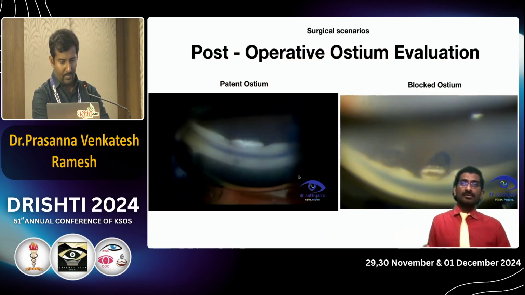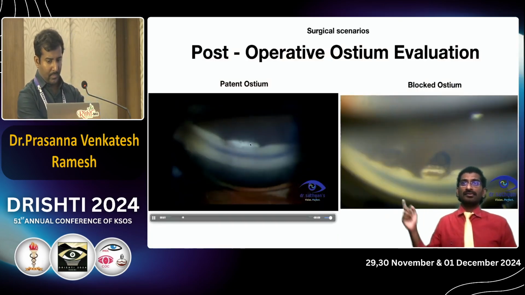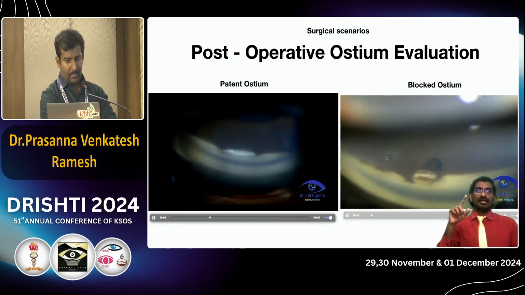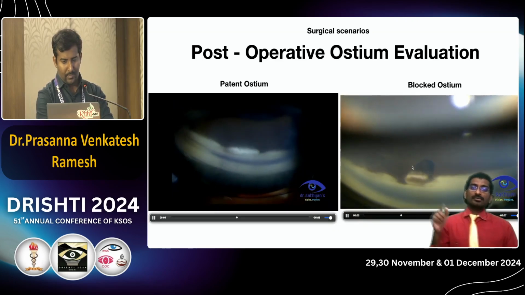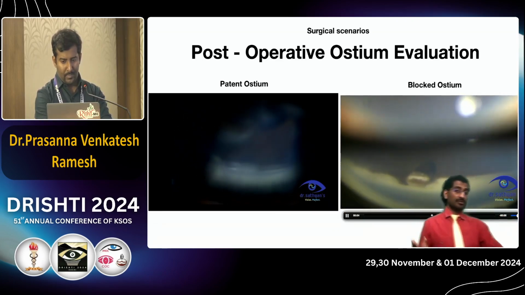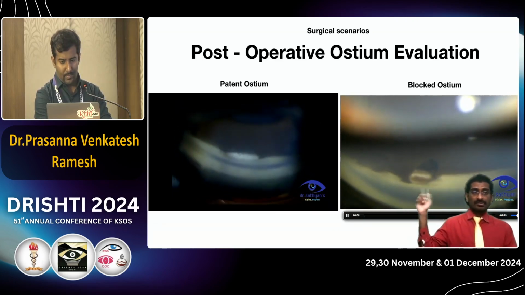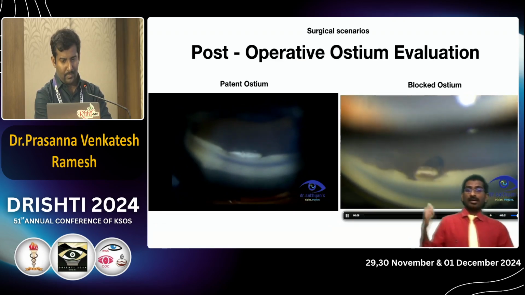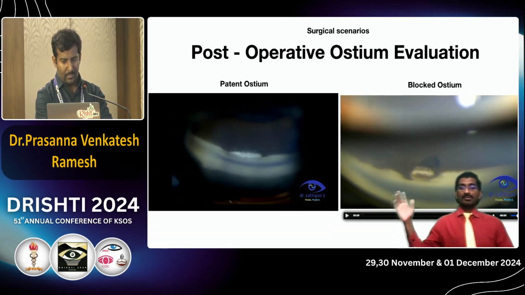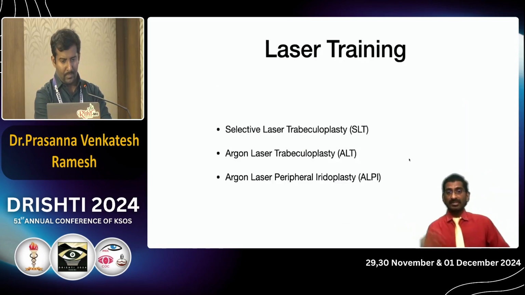Again, some scenarios like post-operative ostium evaluation: a patent ostium, and then on the right hand side a blocked ostium. The bleb may not be the only cause of a rise in IOP post-trab, or a bleb failure, but even the ostium can go in for an occlusion, and we always need to make sure that we check this. These are some of my videos of that.